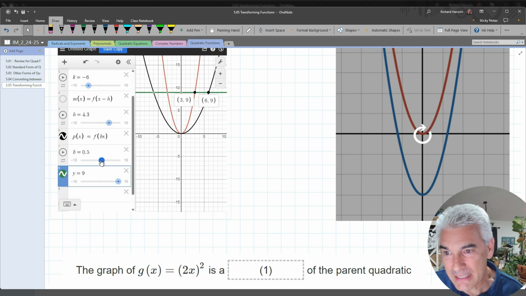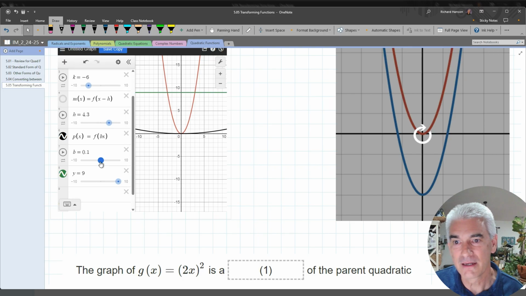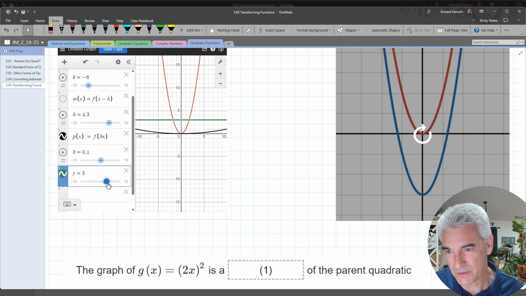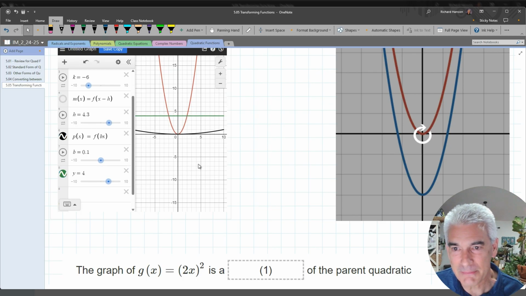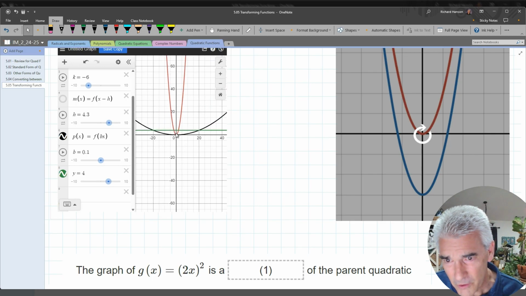If I were to make this 1/10, then all of my x values have to be 10 times as big. Let me move this down a little bit. Let me move this back down to 4. There we go. And let me scooch on over here a little bit. Let me zoom out. So here, b is 1/10.